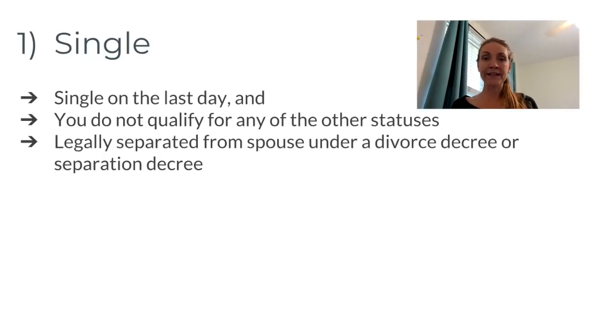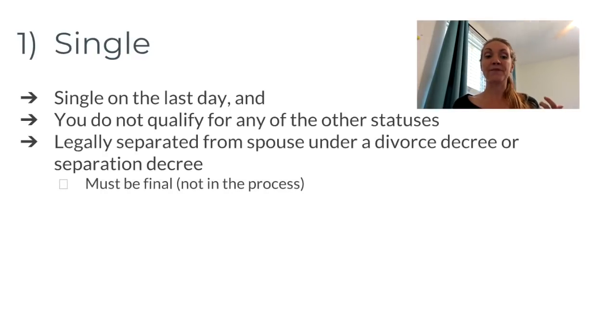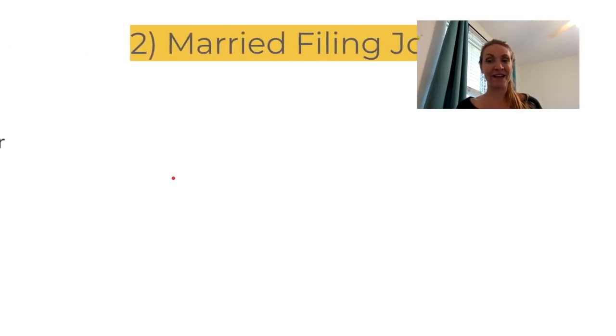If you are legally separated from a spouse under a divorce decree or separation maintenance, then you file as single because you are legally single. It goes based on state rules and state law. So this must be final, not in the process. If this is just in the process and hasn't been finalized, they're still married. We'll talk about that next.